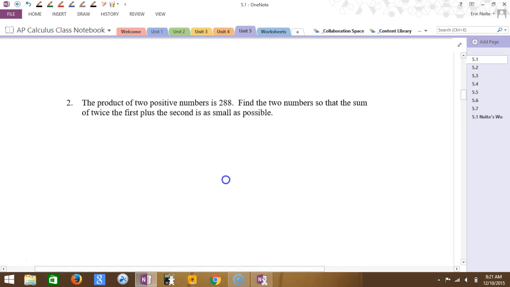All right, so the next question is, we have the product of two positive numbers. So the two positive numbers, obviously, if I say x and y, have to be greater than 0. Their product, which means we multiply, is 288. And we're going to find two numbers so that the sum, so I'm going to say the sum, is twice the first plus the second. And we want this to be as small as possible, so we're finding a minimum. Okay, so we're using the sum formula to find our minimum value.